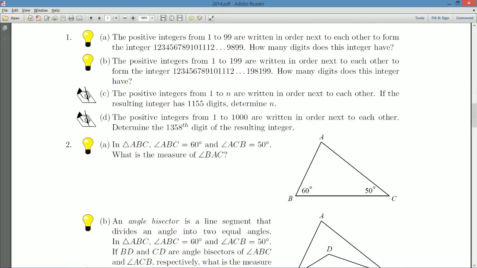So A part. The positive integers from 1 to 99 are written in order next to each other to form the integer 1, 2, 3, 4, 5, 6, 7, 8, 9, 1, 0, 1, 1. So here we have 1 to 9, then we have 10, then we have 11, 12, all the way up to 98, 99, and it's just a giant concatenated string. How many digits does this integer have? Okay. Well, there's going to be 1 digit coming from each of the numbers 1 to 9, and 2 digits from each of the numbers 10 to 99.